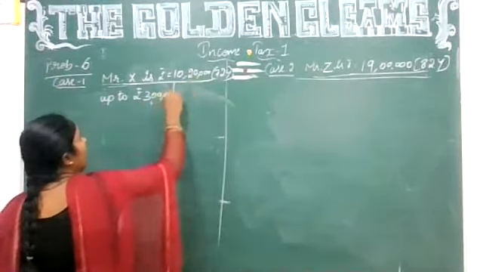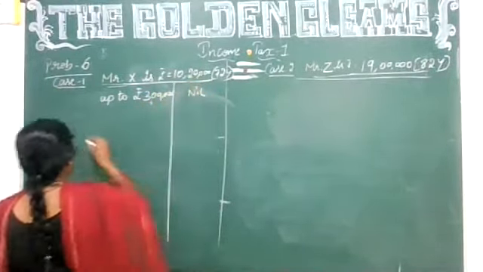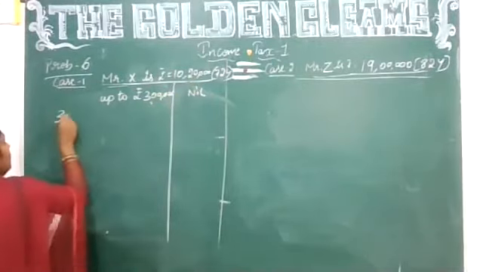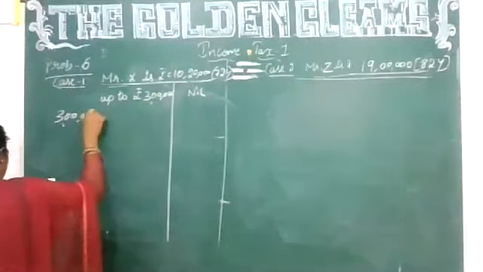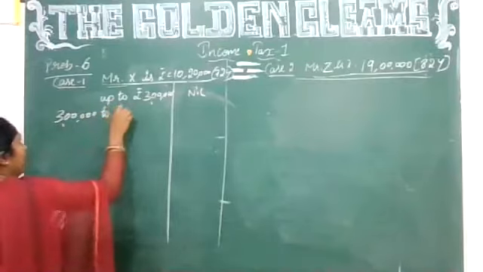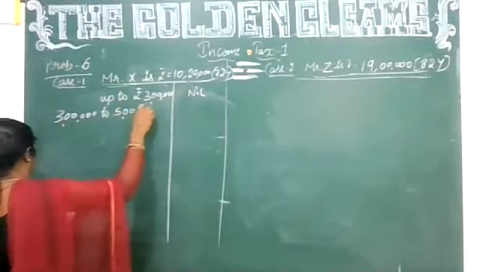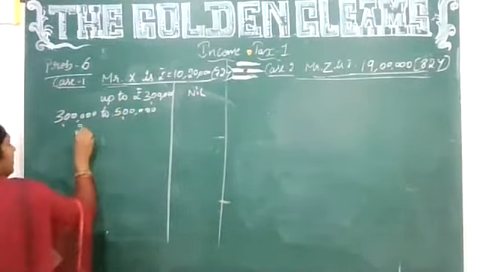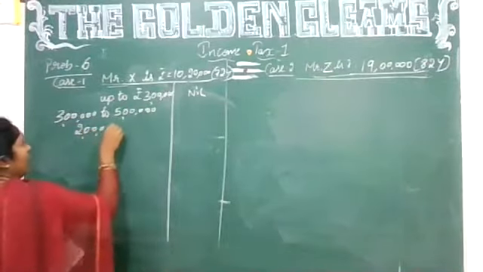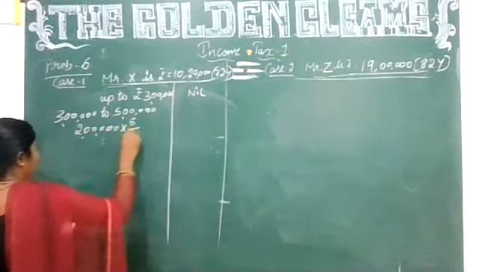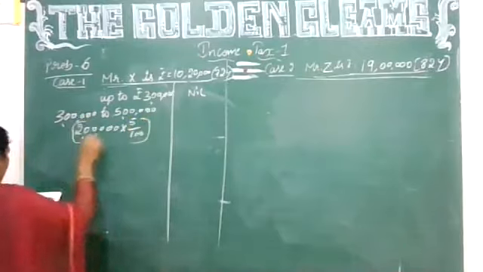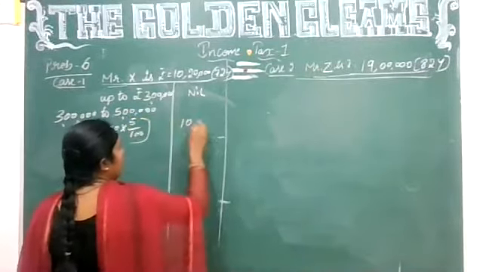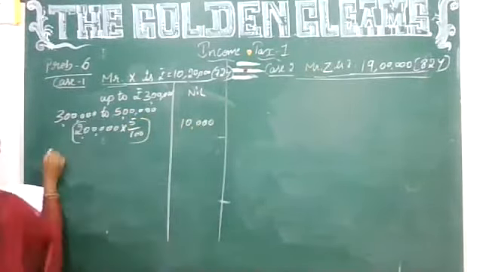Up to 3 lakh is nil. Next, 3 lakh to 5 lakh. The remaining amount is 2 lakh into 5 divided by 100. The answer is 10,000.